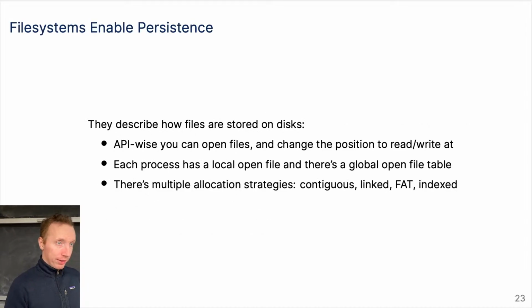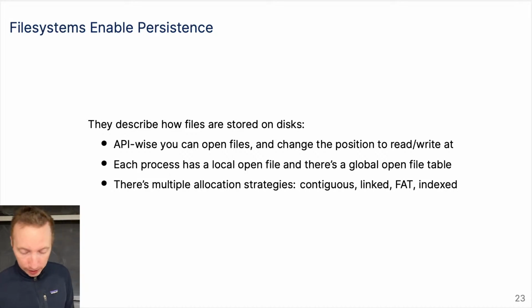So like disk-enabled persistence, file systems also enable persistence, and they describe how data is stored on the disk. API-wise, you can open files, change the position to read and write the file at. Each process has its own local open file table, and there's a global one, and there's multiple allocation strategies: contiguous, linked, FAT, and index. And we'll see more next lecture.